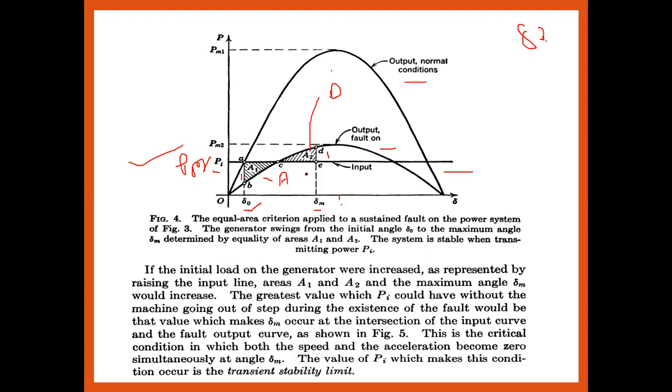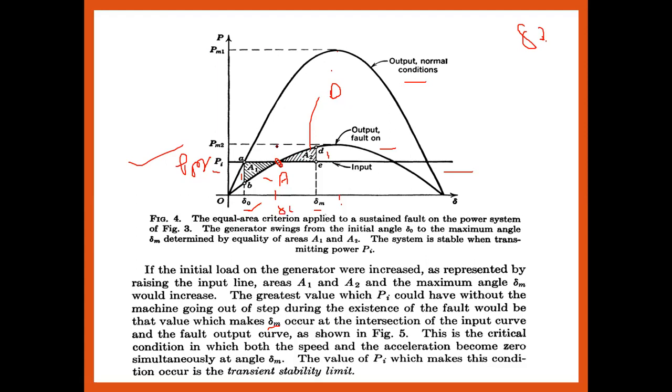So the greatest value of the power angle without motion along with the step, during the existence of the fault, would be del m, about the intersection of the curve as shown in the figure. So this is a point that is the equal area point, which is the critical load angle. Call it critical load angle or the critical power angle across this equal area criteria. This is del C.